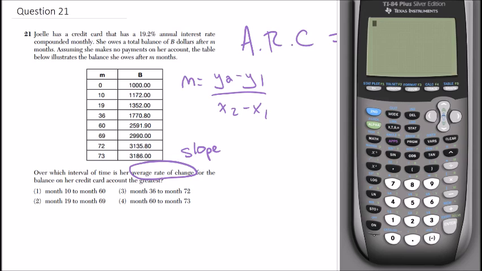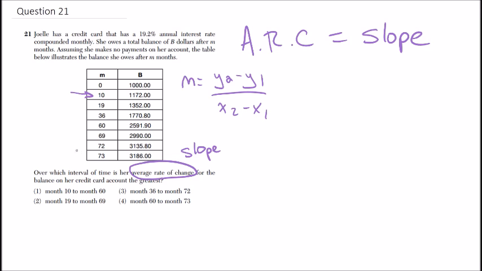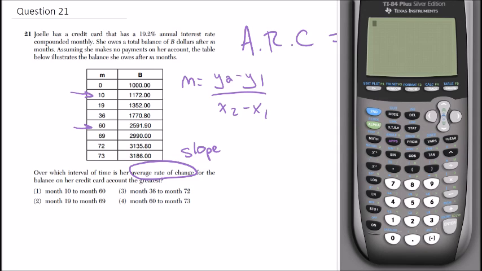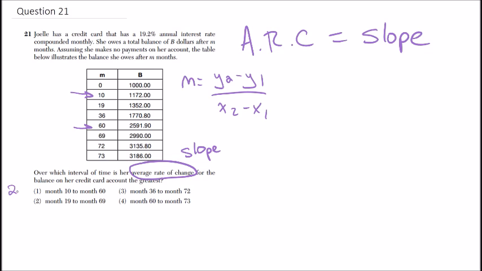Let's check out the first thing. It says from month 10 to month 60. So we're focused on these two values here. Let's figure out what our average rate of change would be. We're going to take our y values and subtract them: 2591.90 minus 1172. And we want to divide that by 60 minus 10, which is 50. In that case, we get 28.398. So that'd be for choice 1.